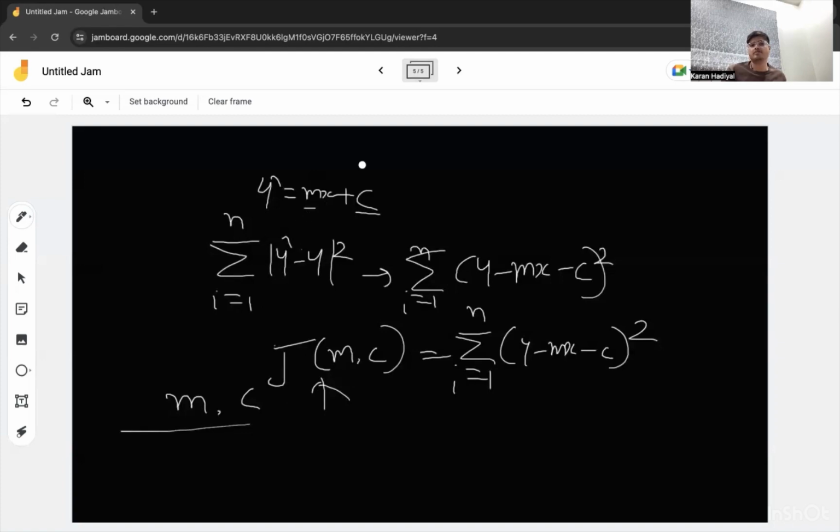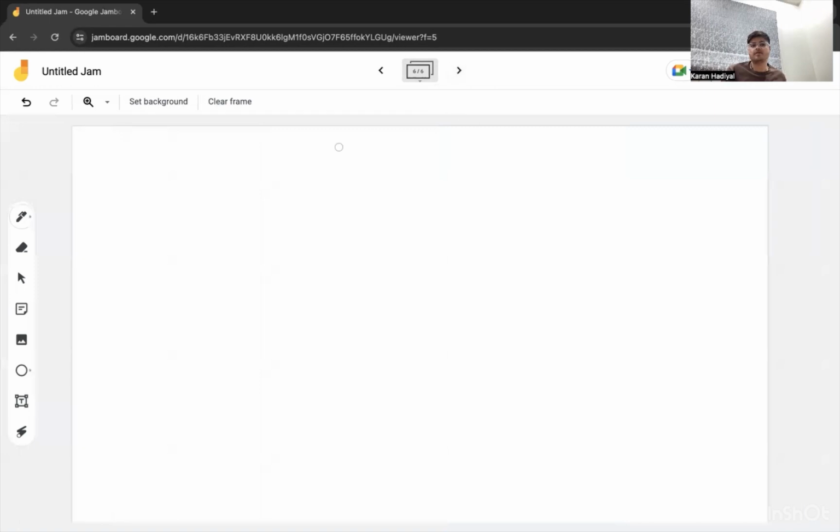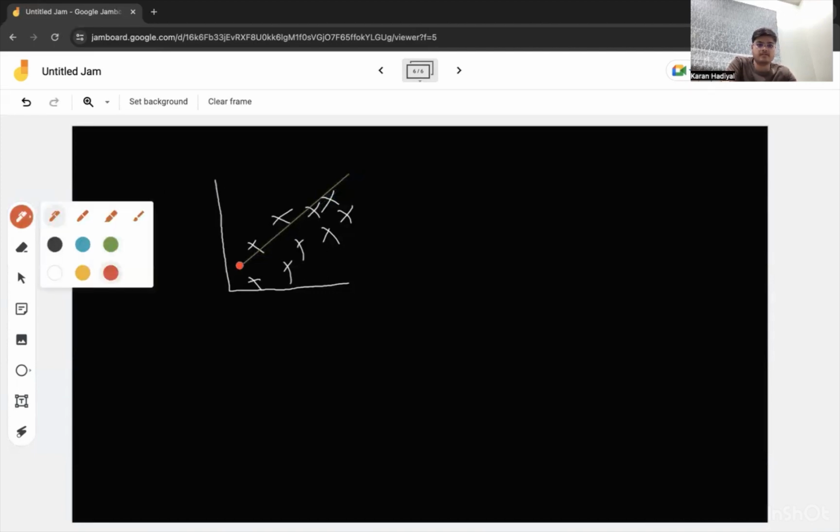Now let's understand it in a geometric manner. Let's say these are the points. This is one point, this is another, this is another, and so on. We can see that they follow a linear trend. Let's say we have found one line like this. We have found another line like this. And we have found a third line like this, let's say.